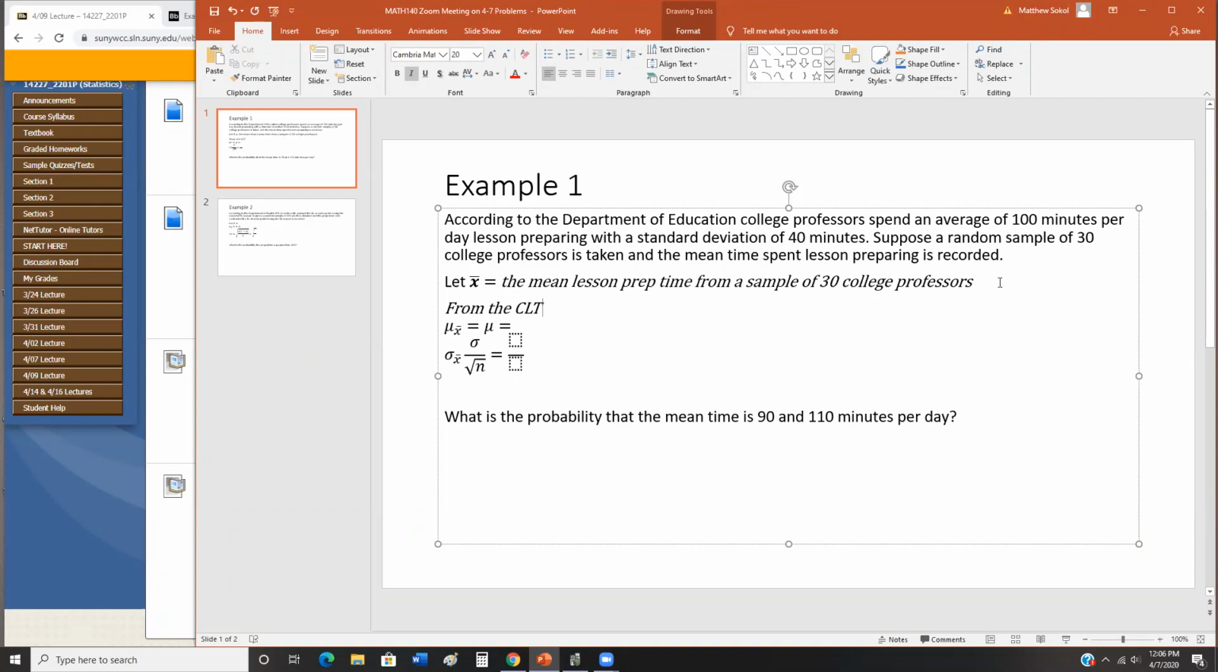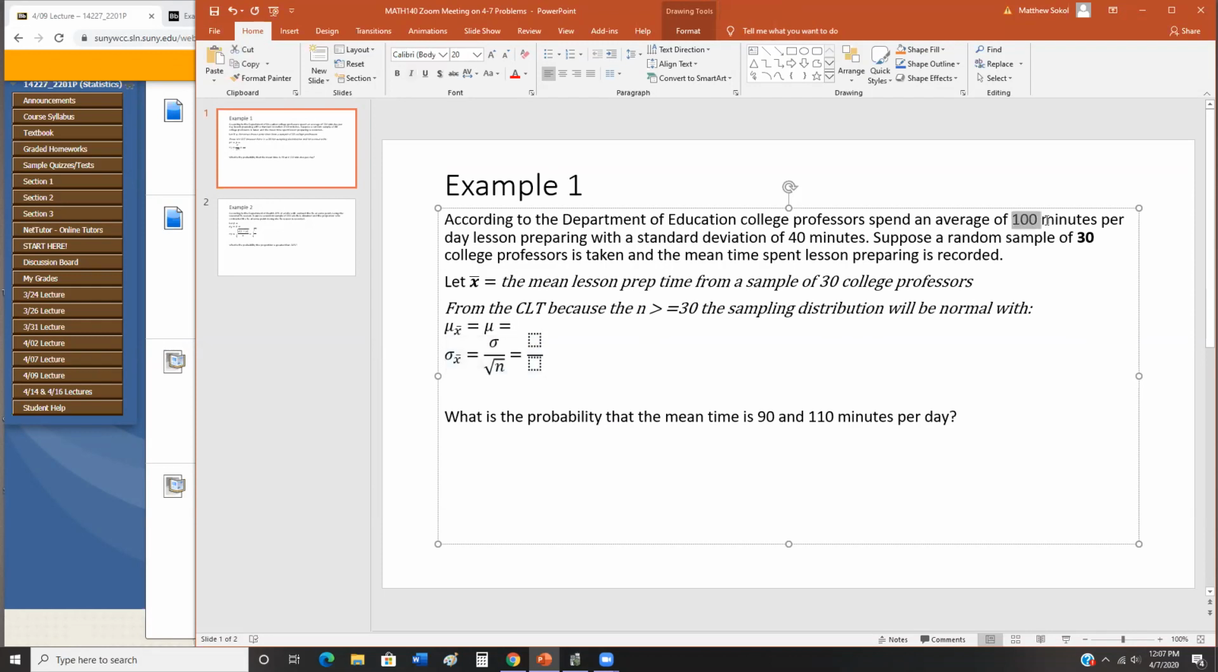So what the central limit theorem says, because the sample size is greater than or equal to 30, because we talked to 30 college professors here, is the sampling distribution will be normally distributed with a mean and what we call a standard error. So mu sub X bar is equal to whatever the population mean is.